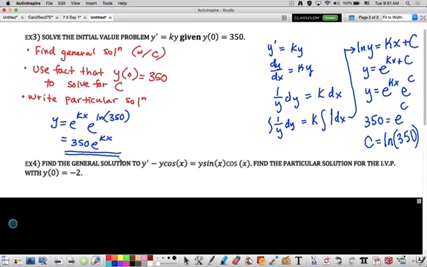So is your general solution e to the kx? Yes, this is the general solution. Yep, very good.